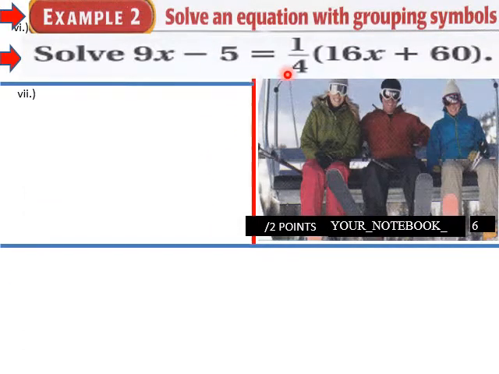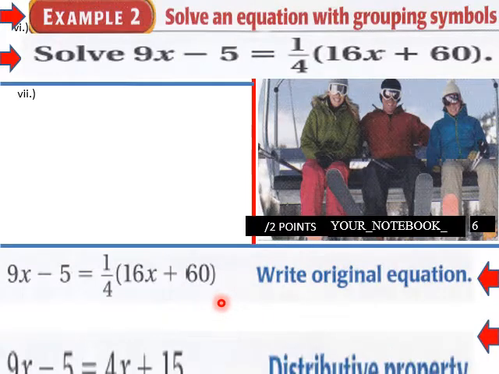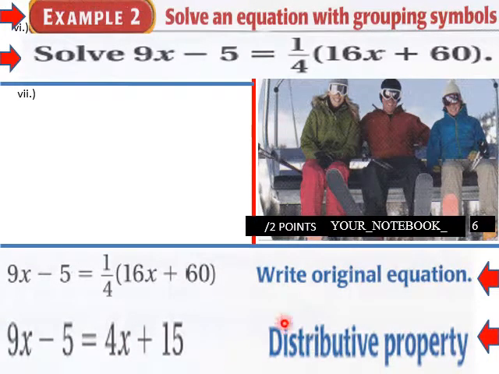Example 2, solve this now. Solve an equation with grouping symbols. We've got our parentheses here, and no parentheses over there. So there's our original, so distributive property. We multiply 1/4 to 16 and 1/4 to 60. We get 4 here, and then 15 here. 1/4 times 16 is 4, and then 1/4 times 60 would be 15.